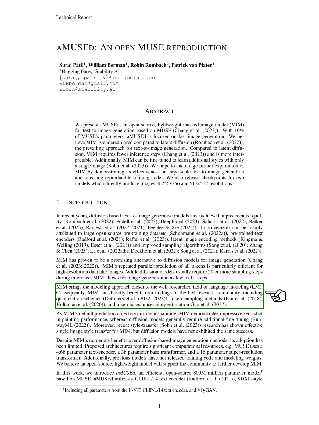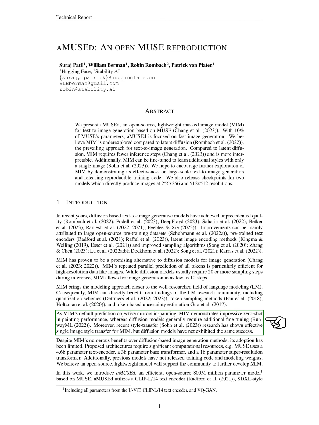MIM's approach aligns closely with the well-studied field of language modeling, allowing it to benefit from the research community's findings in areas such as quantization schemes, token sampling methods, and token-based uncertainty estimation. MIM's default prediction objective is similar to inpainting, and it has shown impressive performance in zero-shot inpainting. Recent research in style transfer has also shown that MIM can effectively transfer the style of a single image, a feat that diffusion models have not yet achieved.